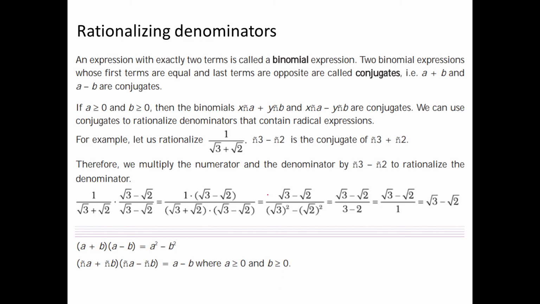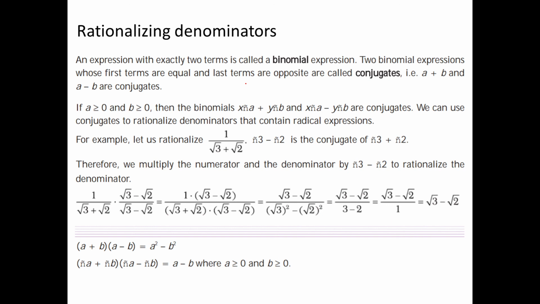And there we have the second type. An expression with exactly two terms is called a binomial expression. Two binomial expressions whose first terms are equal and whose last terms are opposite are called conjugates. For example, a plus b and a minus b are conjugates. If a and b are greater than or equal to 0, then the binomials x square root of a plus y square root of b and x square root of a minus y square root of b are conjugates.